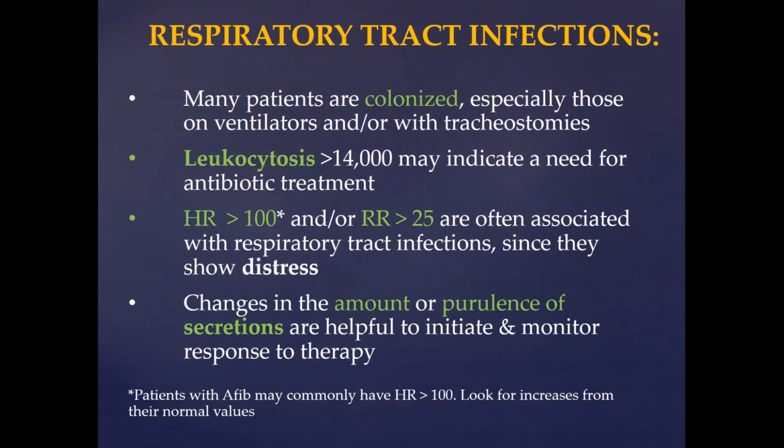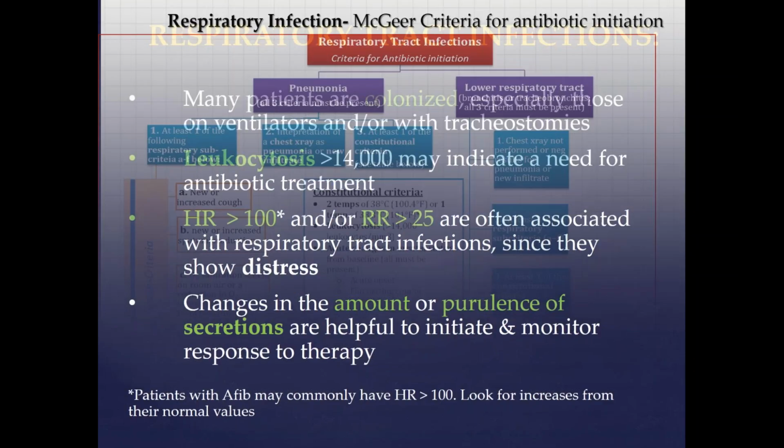Many patients are colonized, especially those with vents or trachs, and leukocytosis greater than 14,000 may indicate a need for antibiotic treatment. Heart rate greater than 100 and/or respiratory rate greater than 25 are often associated with respiratory tract infections since they show distress. And then we use changes in the amount or purulence of the secretions to evaluate for initiation and to monitor for response to therapy.